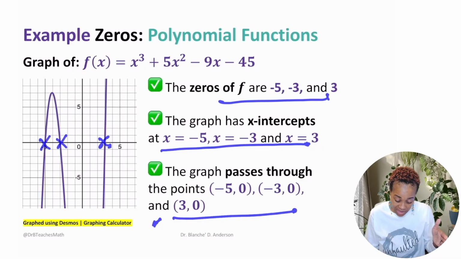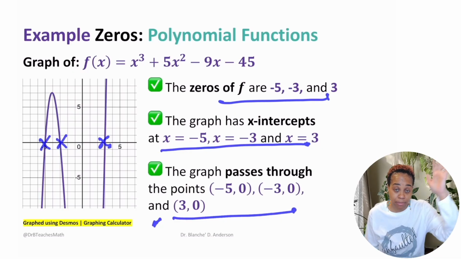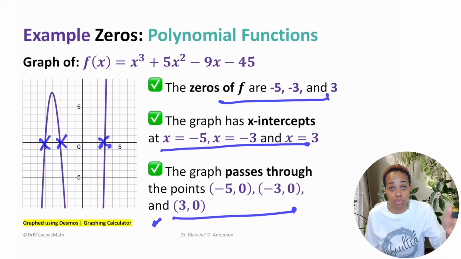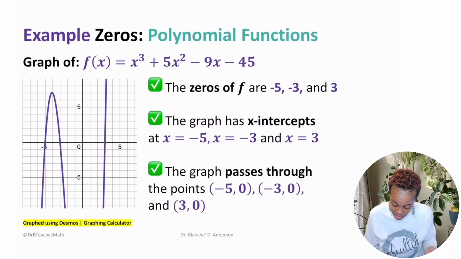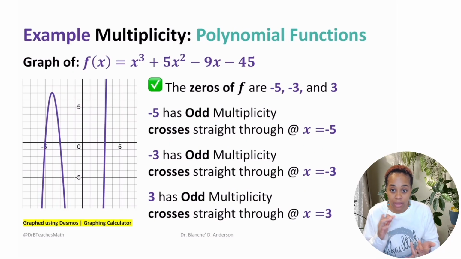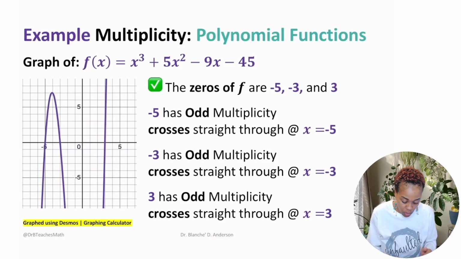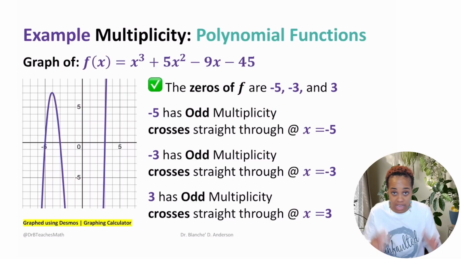Okay? And notice that I'm listing my negative ones first and my positive ones last because you normally read graphs from left to right. So let's check the multiplicities. Yep. Negative 5 only showed up once, so it has an odd multiplicity. Negative 3 only showed up once, so it has an odd multiplicity. And then 3 showed up once, so it has an odd multiplicity. So when you draw the graph, it's going to slash through each of those zeros. It's not going to touch and turn because they have odd multiplicity. They're going to cross straight through. Cool beans?